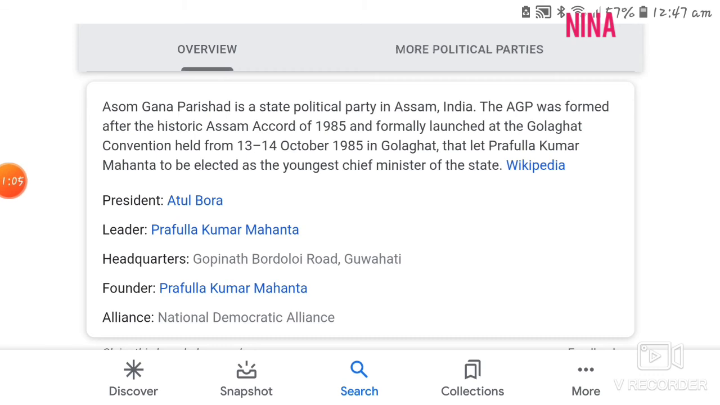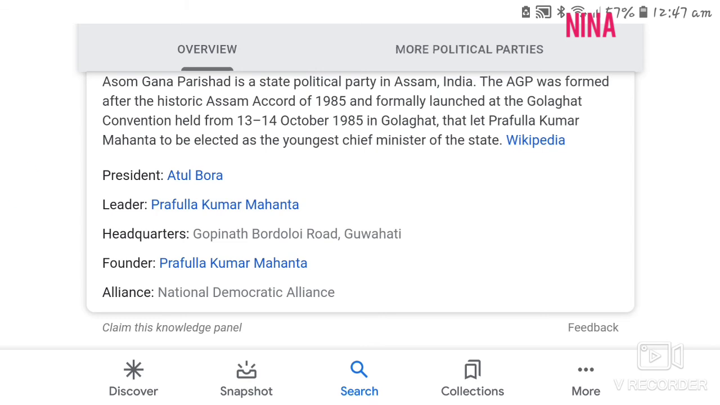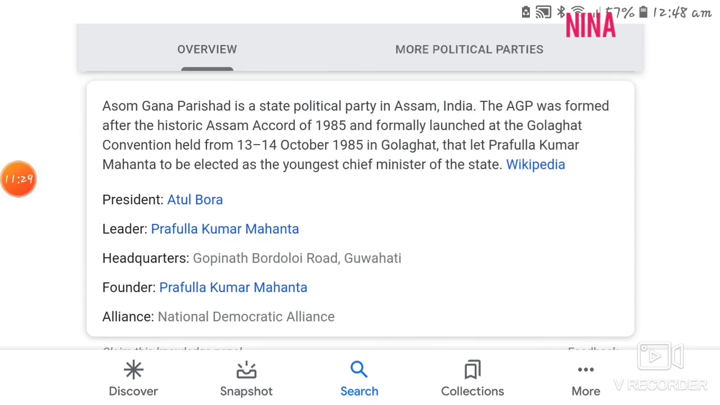Okay children, the president of this Assam Gana Parishad is Atul Bora, and the leader is Prafulla Kumar Mahanta. Headquarters is Gopinath Bordoloi Road, Guwahati, and the founder is Prafulla Kumar Mahanta. Now children, it again has an alliance with the National Democratic Alliance. It is a state political party in Assam. The Assam Gana Parishad was formed after the historic Assam Accord in 1985 and formally launched at the Golaghat Convention held from 13 to 14 October 1985 in Golaghat.